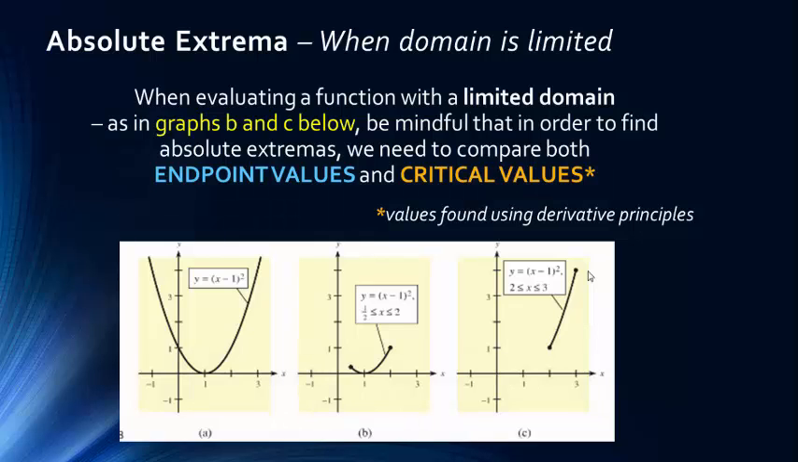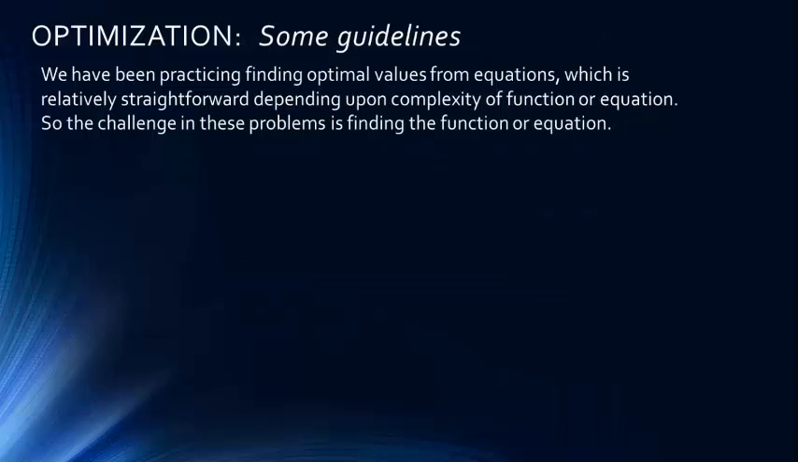And we talked about this before: when evaluating a function with a limited domain, as in graphs B and C below, be mindful that in order to find the extremas, the absolutes, we need to compare both the endpoint values, as you see here in graph B, with the critical values, which are how we've been determining them, using the first derivative and setting it equal to 0. Okay? A very, very important concept that you need to get.